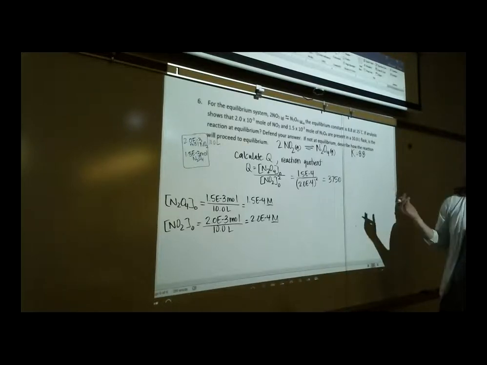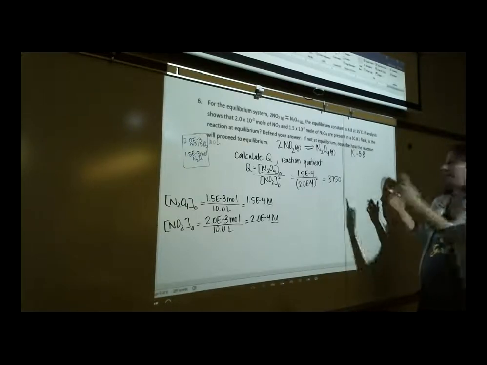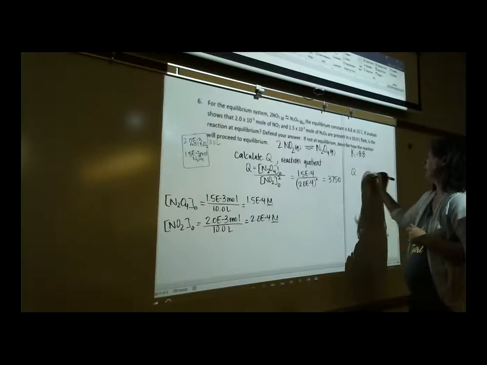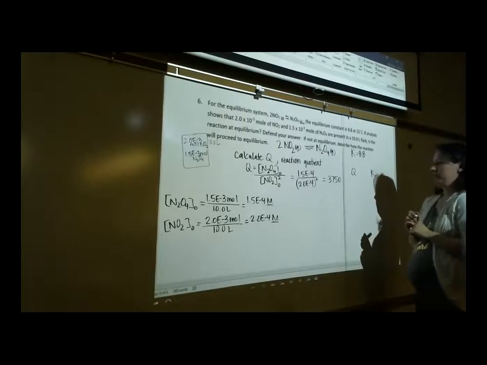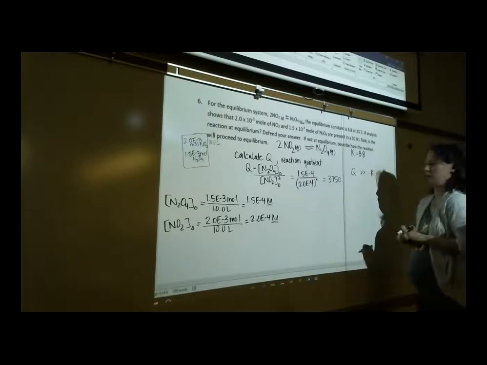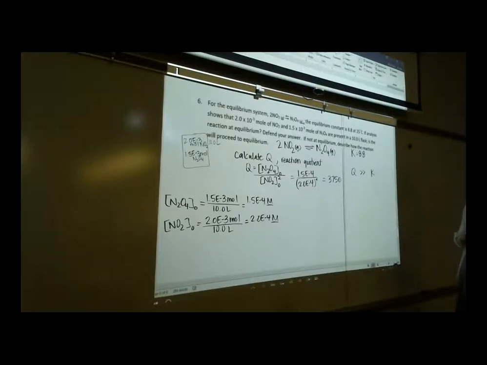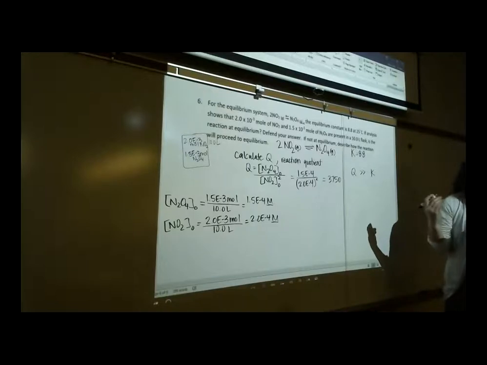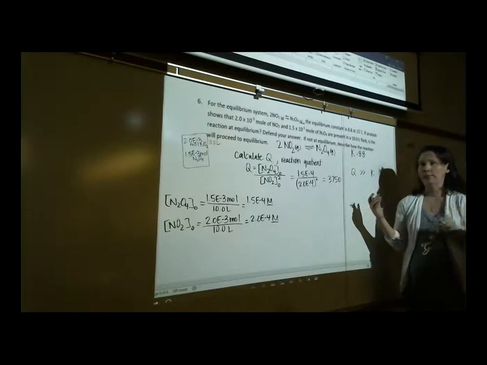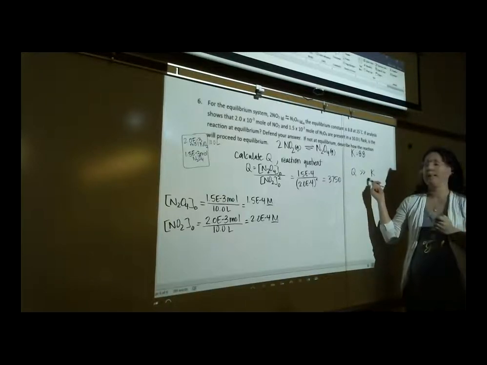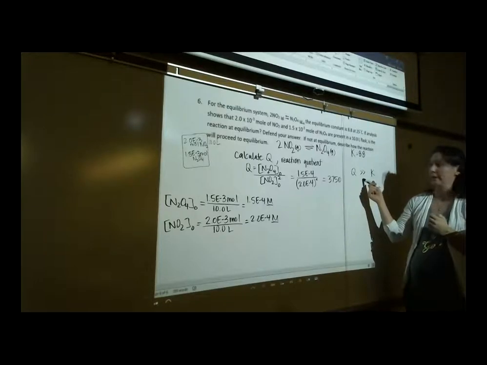But we really don't need to care about sig figs too much because all we're doing is comparing Q to K, right? Which one's bigger, Q or K? Q is much, much greater than K. So if Q is greater than K, what does that mean? Am I at equilibrium? No. When am I at equilibrium? If Q is equal to K. Q here is much greater than K.